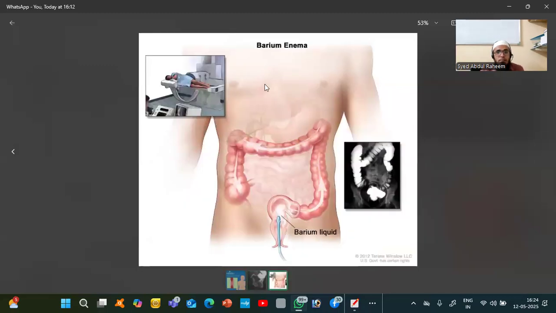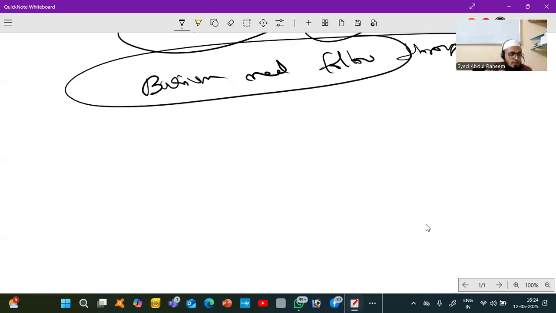Fourth is barium enema. To see the large intestine, barium enema is given, and the large intestine scan is done. So this is X-ray for different organs of our body. Next, the important thing after X-ray is CT abdomen.